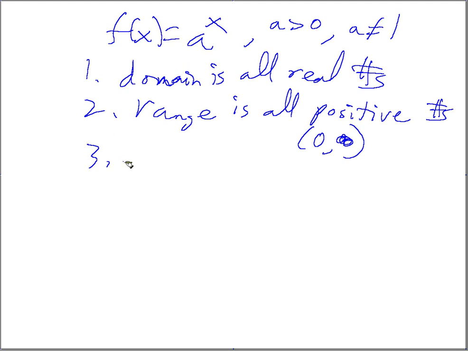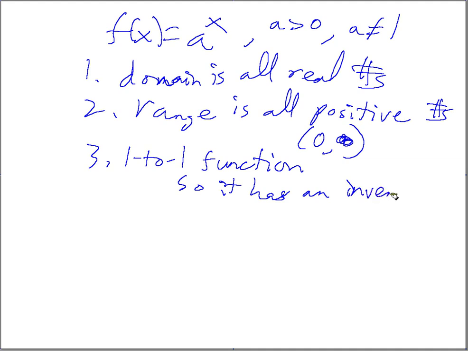One-to-one function. Which means what? Which means it has an inverse function, which will be the logarithmic function that we'll get to next. Any one-to-one function will always have an inverse. So these are three properties to keep in mind here in terms of the exponential function.